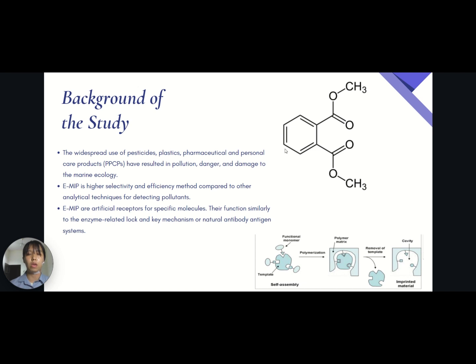Therefore, we have the MIP sensing method because it has higher selectivity and sensitivity, just like the enzyme-substrate complex.